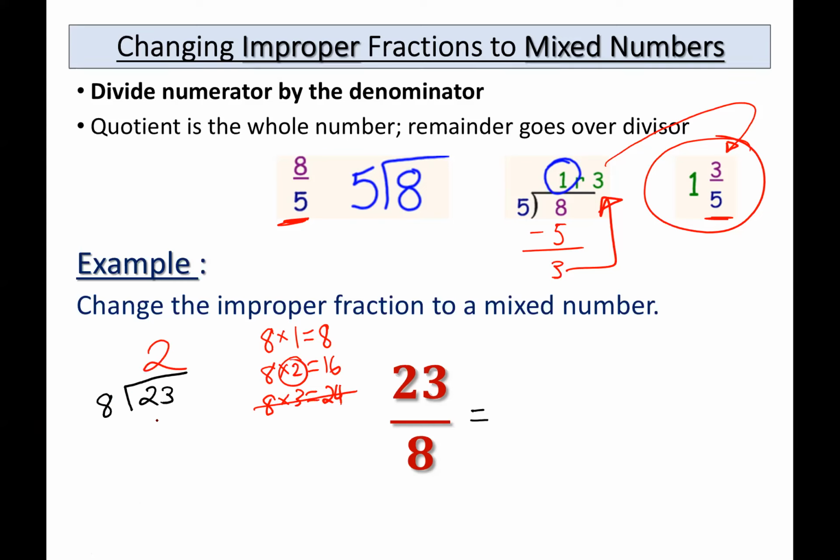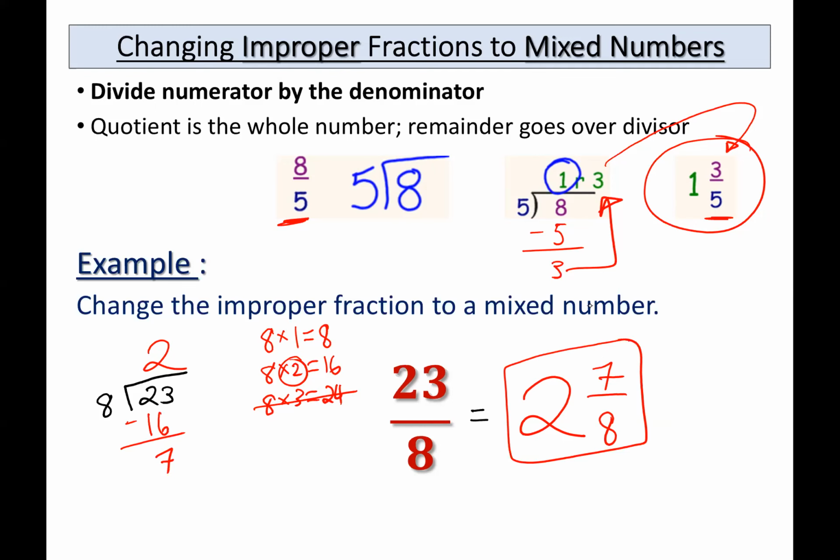2 times 8 is 16. When I subtract, I have 7 left over. So my answer here is 2 for the whole number, and then 7, that's the remainder, eighths. See how the denominator is still 8, and the remainder is that little number in the numerator of your answer. So 2 and 7/8. Okay, so 23/8 is equal to 2 and 7/8.